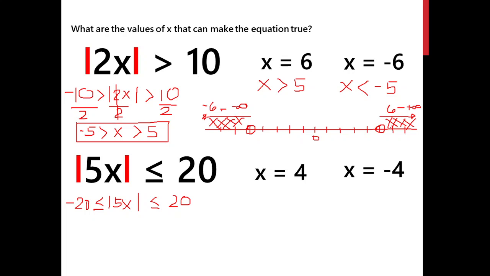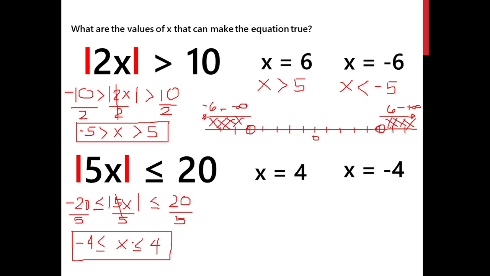And to solve for x, all we need to do is divide both sides by the numerical coefficient of x. So 5 divided by 5 is 1. 1 becomes an imaginary number, so what's left is x. I'll bring down the inequality here. 20 divided by 5 is 4. Bring down the inequality. Negative 20 divided by 5 is negative 4.